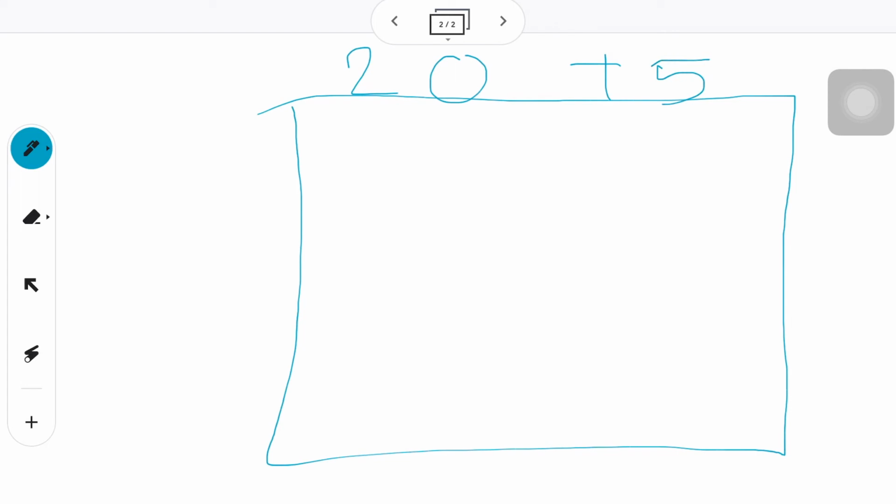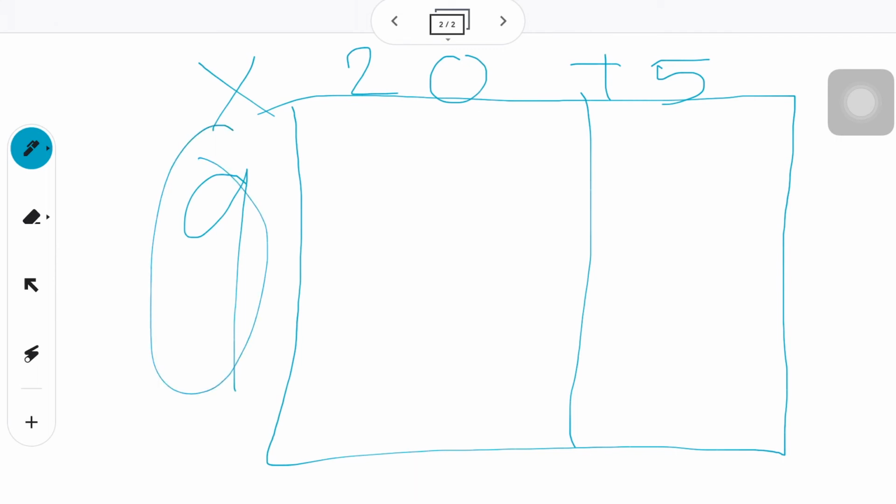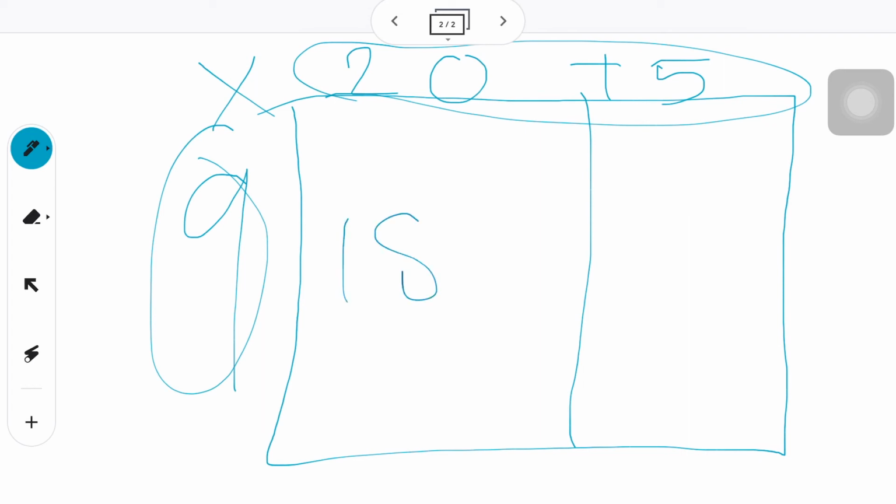Writing 20 plus 5 on top. What model is this? If you said it's a partial product strategy, you are absolutely correct. So from here, remember, you multiply this side times this side, right? So I'm going to multiply my 9 times my 20 first. So 9 times 2 I know is going to be 18, and you add that 0 from the top because it's part of that number.